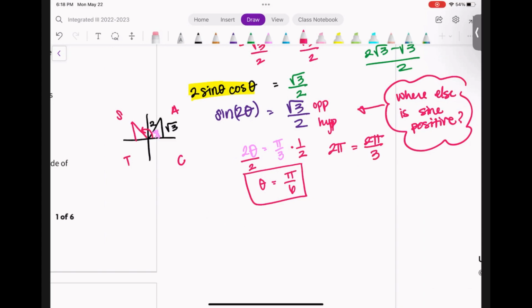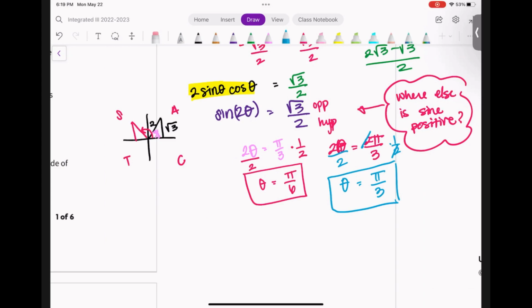I mean, sorry, not 2 pi, 2 theta. 2 theta equals 2 pi over 3. And of course, you divide by 2 on both sides or multiply by half, and then you get theta equals pi over 3 because the 2's cancel, right? And you're like, wait a second, Miss Johnson, you said that was the only answer in the first quadrant. That was the first answer in the first quadrant. But now you figure out that there are multiple answers, right?